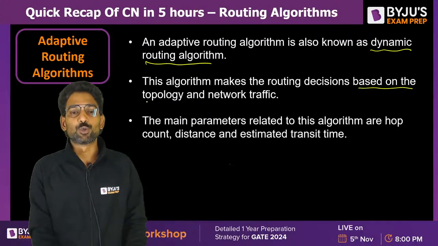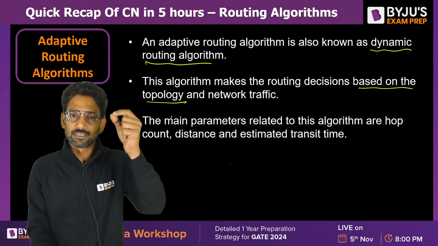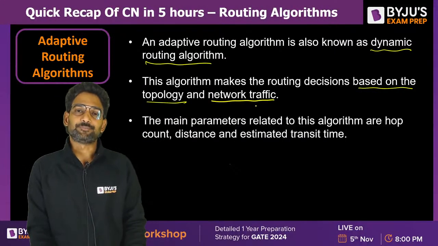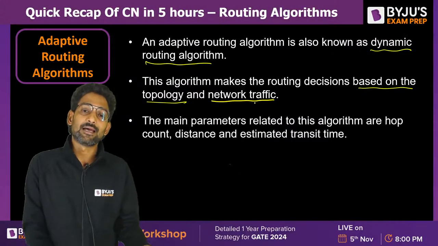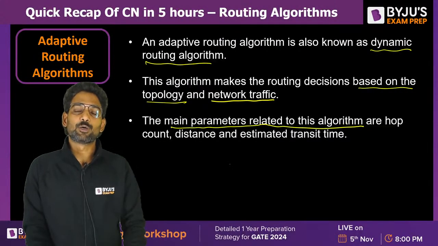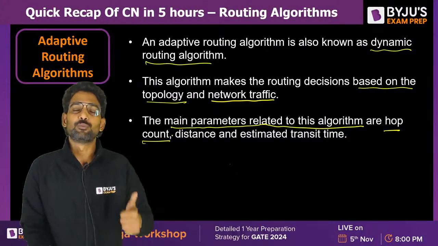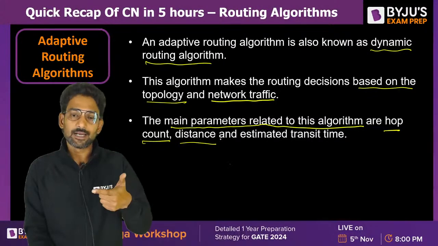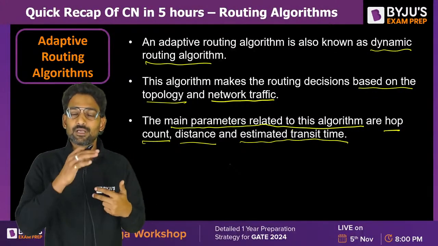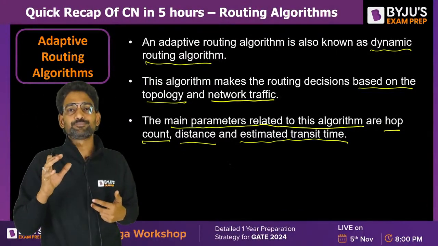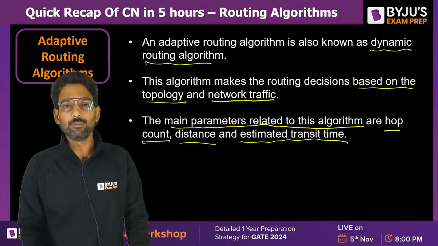Based on the current topology, at that time, what is the topology? And traffic. Based on the topology as well as the traffic, routing will be done. So, what are the parameters we apply in these adaptive algorithms? Hop count. How many intermediate nodes are there? Distance or cost or weight, and estimated time, the estimated propagation time. So, based on these three, the adaptive routing algorithms work.